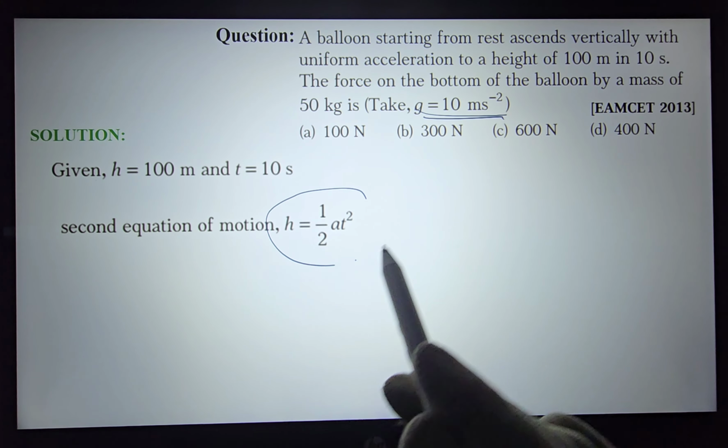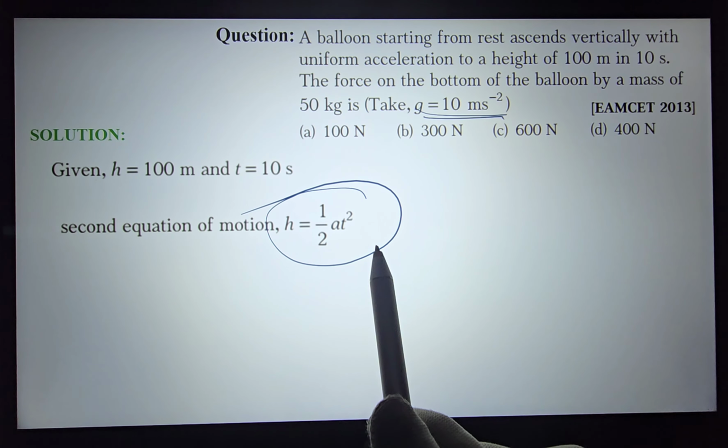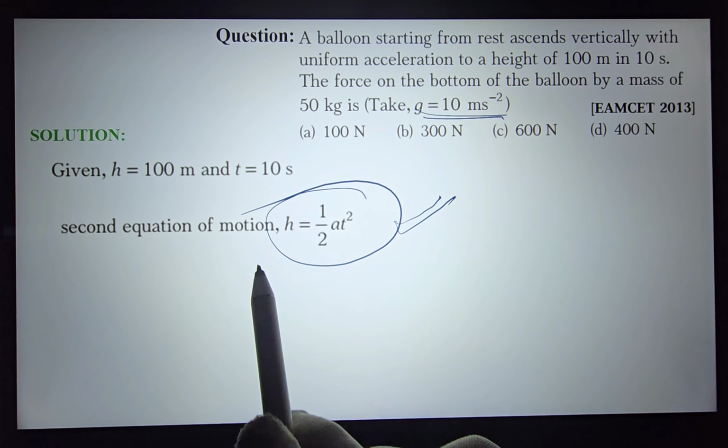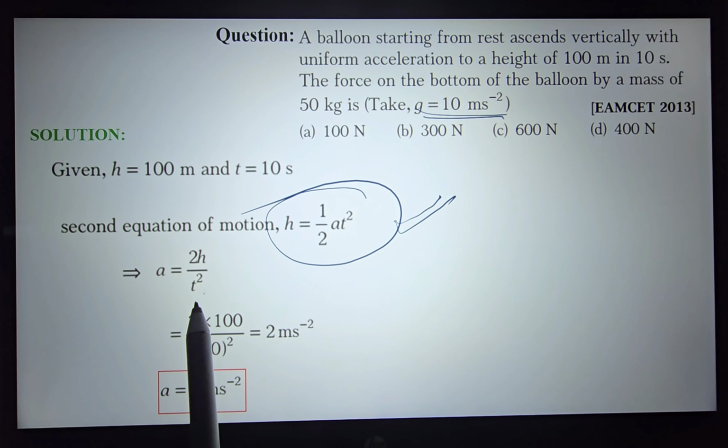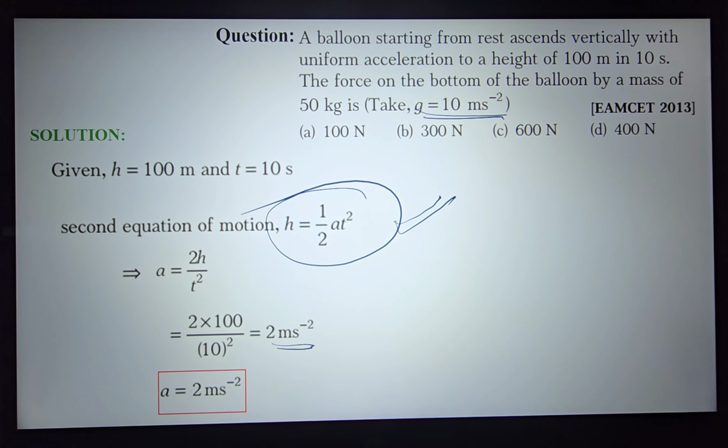Okay, h is equal to 1 by 2 a t square. Now this formula would get you the value of acceleration like this: a is equal to 2h upon t square. Put the values in this. 2 into h is 100, and t is 10 square, which means this is 2 meter per second square. So the value of acceleration in this comes out to be 2 meter per second square.